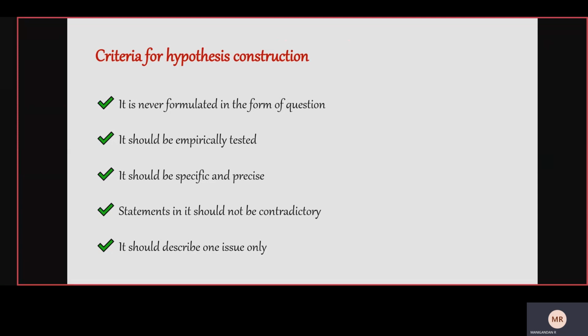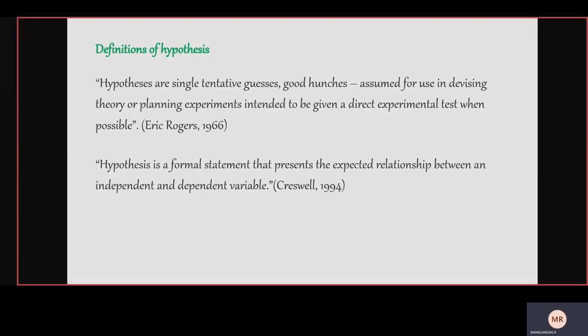Next, it should describe one issue only. Here I describe one issue: what is the major research problem, and how can you solve the problem through the research hypothesis? Next is defining the hypothesis. What is the definition of a hypothesis? Hypotheses are single tentative guesses and good hunches assumed for use in devising theory or planning experiments, intended to be given a direct experimental test when possible, as given by Eric Rogers in 1966.